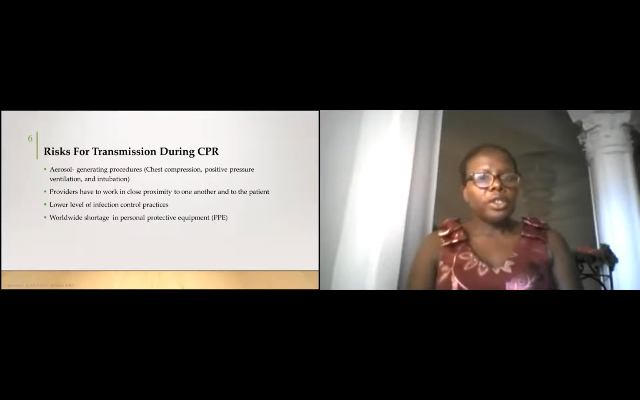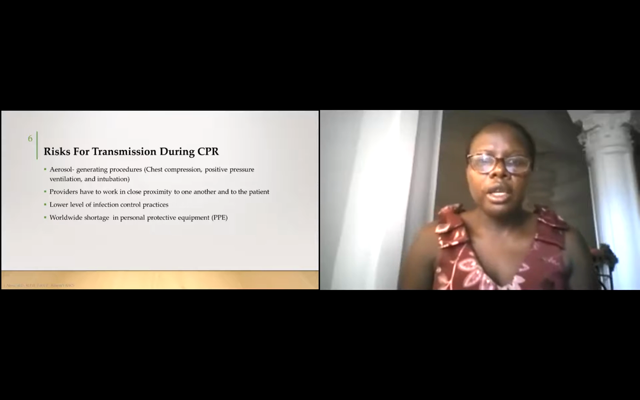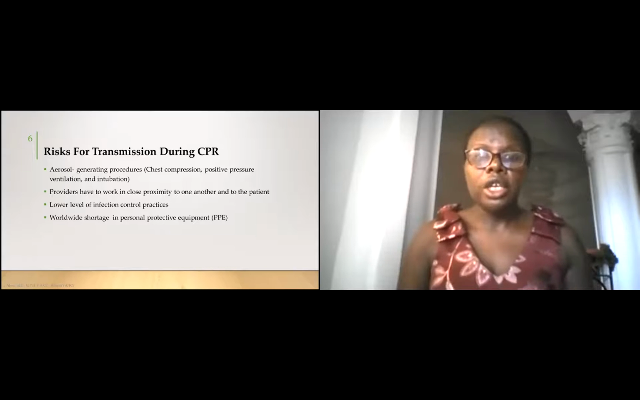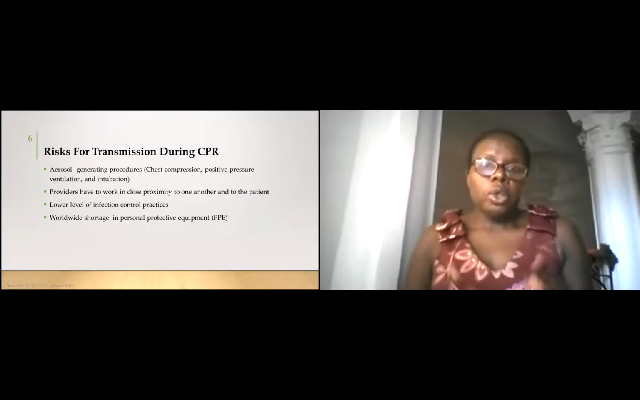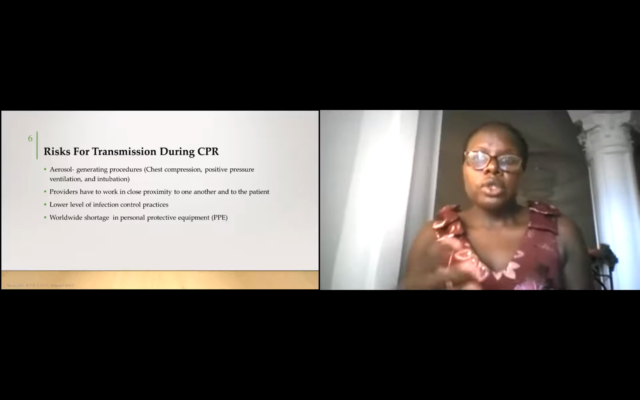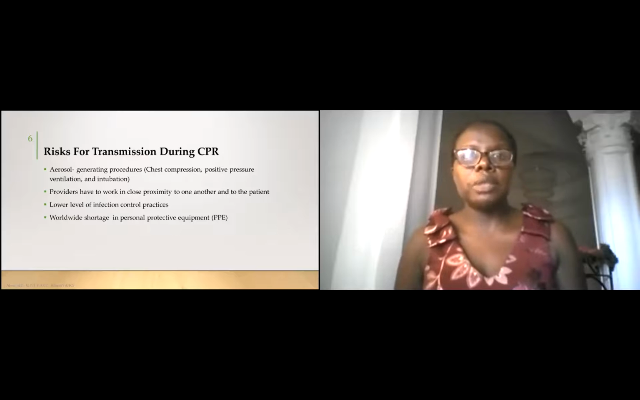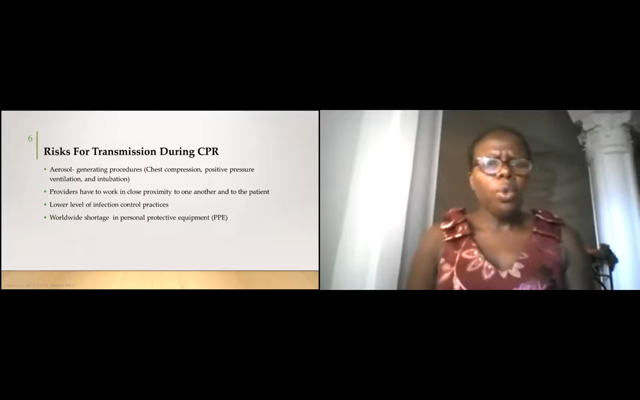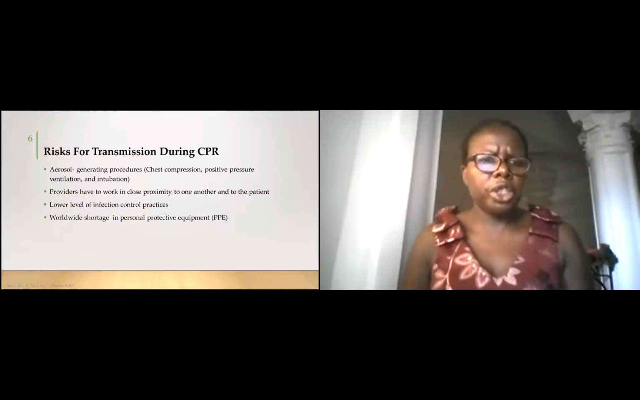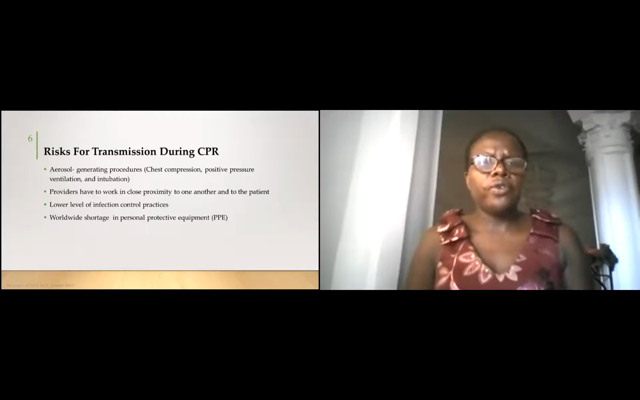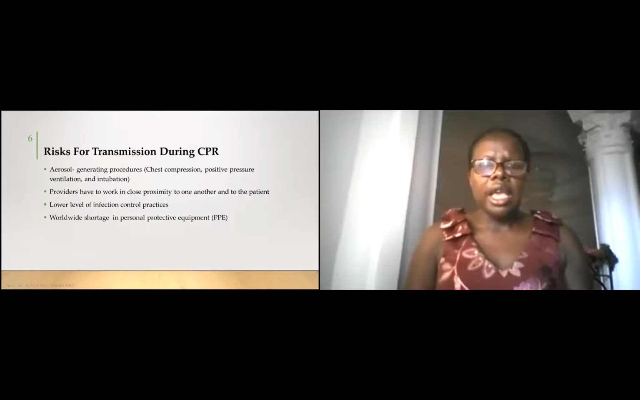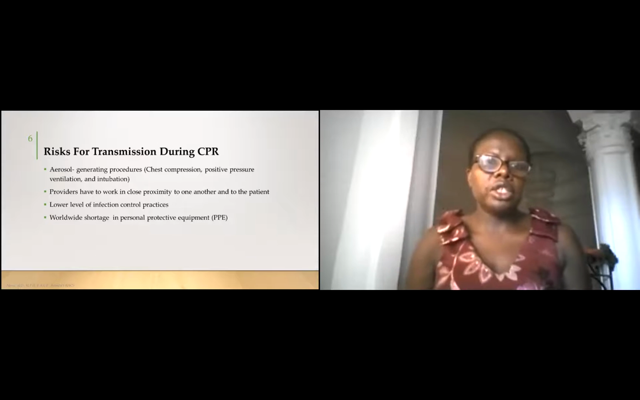Again, providers have to work very closely to each other during resuscitation generally. So if they have to work very closely together in patients who have COVID-19, it makes the transmissibility even much higher. Also, once we have an emergency situation, there are usually lower levels of infection control practices, and so again, increasing transmission.